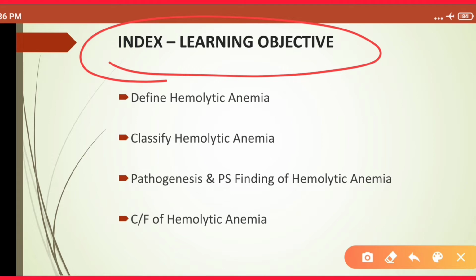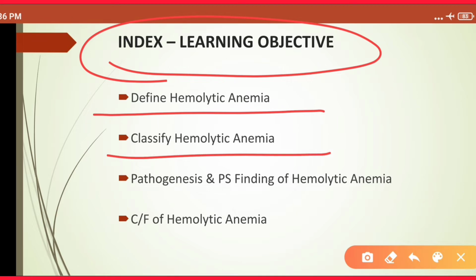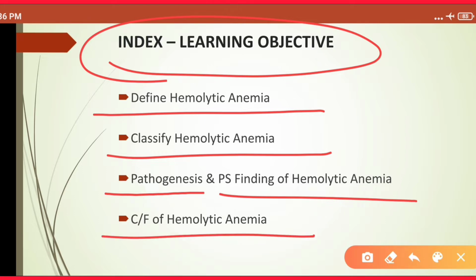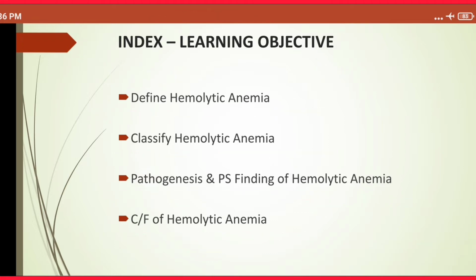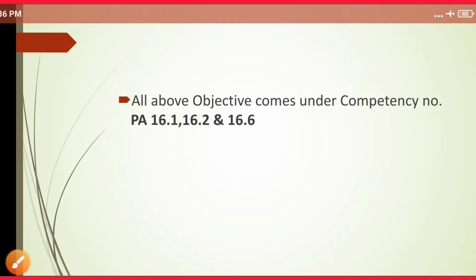So guys, in today's lecture, a student or any participant should be able to understand what is hemolytic anemia. Then you should be able to classify hemolytic anemia. You should be able to understand the basic pathogenesis of development of hemolytic anemia. And you should be familiar with the peripheral smear findings in a case of hemolytic anemia. And finally, you should know the clinical features of hemolytic anemia as well. So these are our learning objectives.